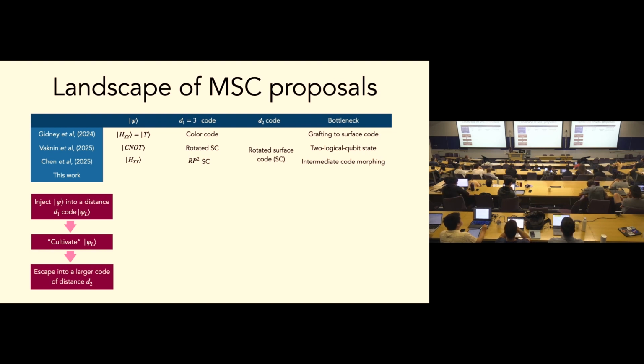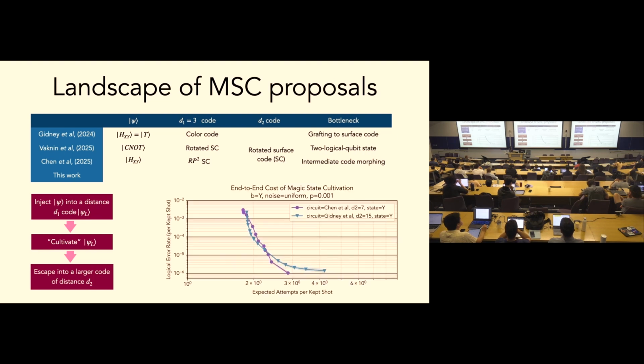To put these previous works in context, this is the performance that they show for the D1 cultivation schemes. On the y-axis, we have the logical error rate. And if you look at the top point, which is about 2 into 10 to the minus 3, that is the logical error rate you obtain after the complete injection plus cultivation plus escape protocol for your distance D2 code.